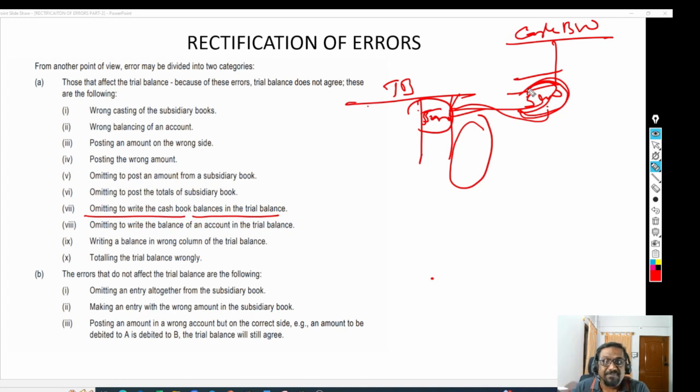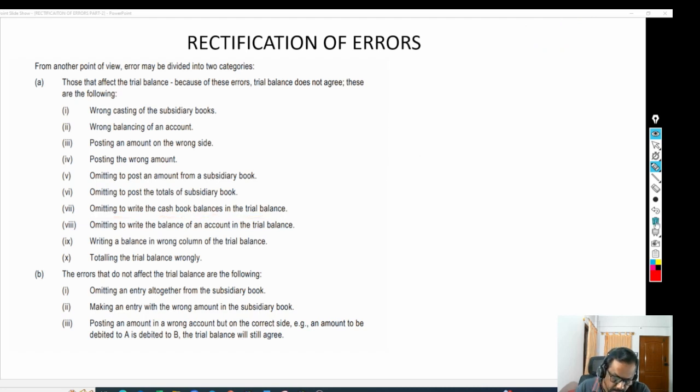That is the assumption. Credits would have been shown in the trial balance, but this debit did not come. Since the debit did not come, your trial balance will not tally, because credit will be there, but debit was not there. Getting my point? Omitting to write the balance of an account in the trial balance. Omitting to write the balance of an account, any account for that matter.